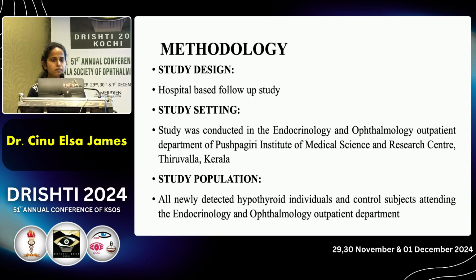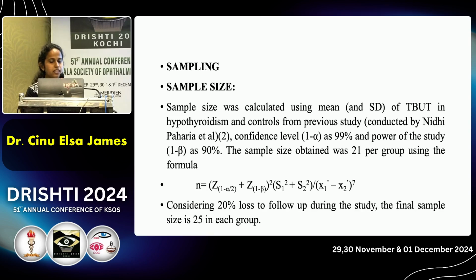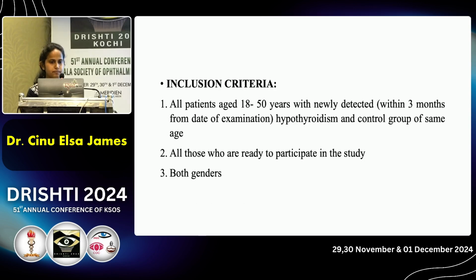It was a hospital-based follow-up study. The study was conducted in the endocrinology and ophthalmology OPD of Pushpagiri Medical College, Tiruvalla. The study population consisted of all newly detected hypothyroid individuals and control subjects attending the endocrinology and ophthalmology OPD. The sample size was calculated from a previous study conducted by Nidhi Pahari et al. According to that, the study population was 25 patients and 25 controls.